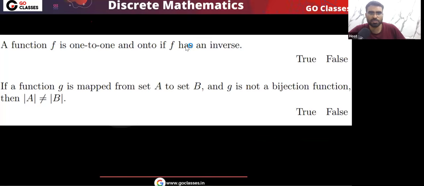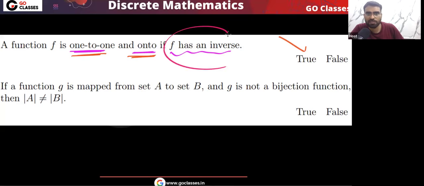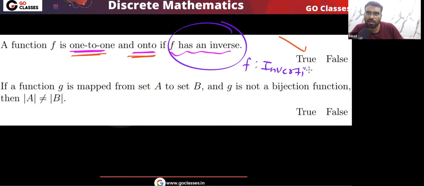Tell me the answer for these two questions. The final two questions in this session. A function F is one-to-one and onto if F has inverse. If F has inverse, then it is one-to-one and onto. Yes, this is true. Because F has inverse means F is invertible. Invertible means bijection. So yes, this statement is actually true.